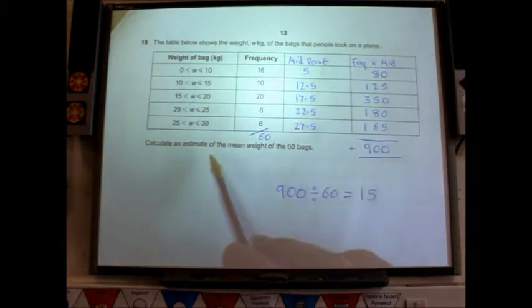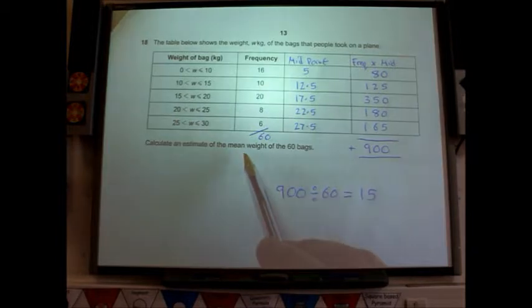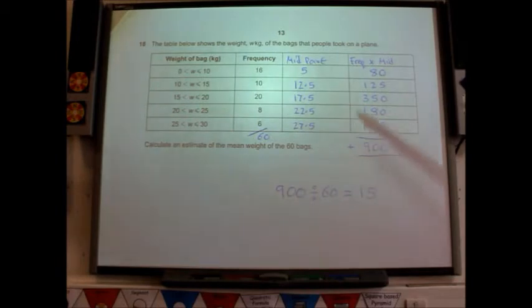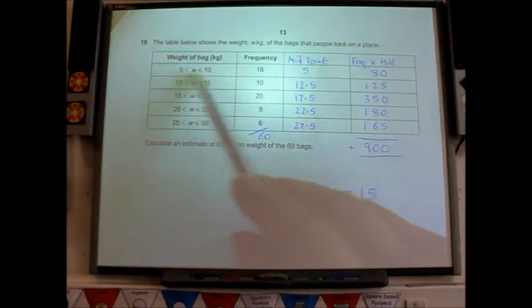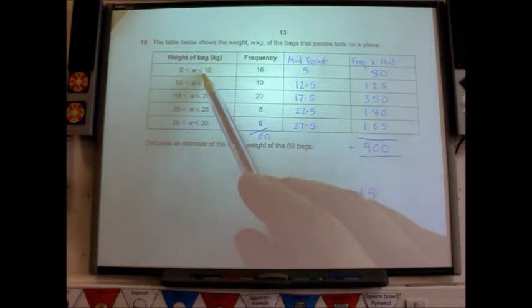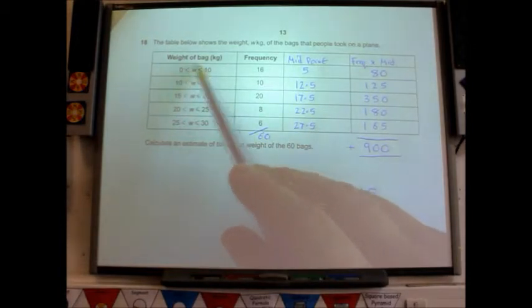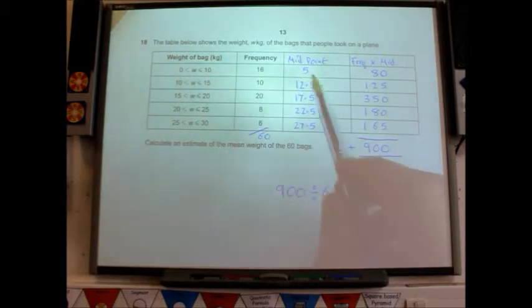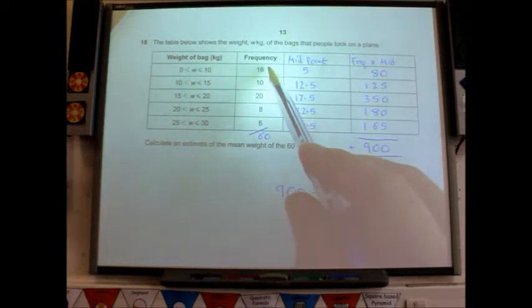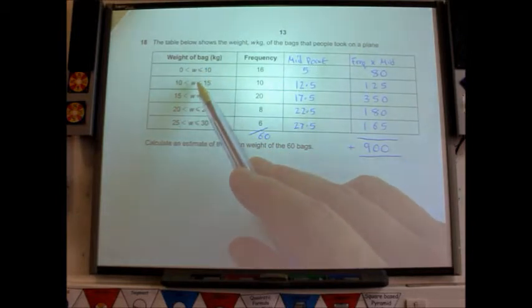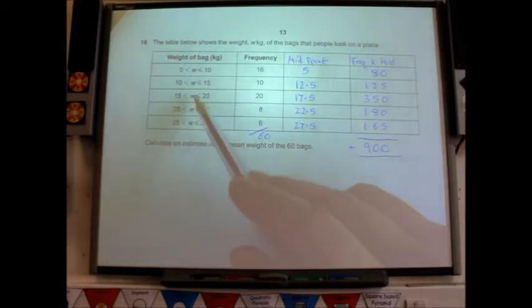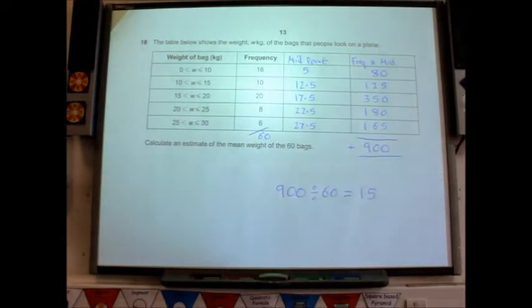Right, the mean is when you add them all up and divide. But the trouble here is it's all in a table, so we've got to do something slightly different. We don't know how much these 16 bags weigh exactly. So what I'm going to do is pick the midpoint of 0 and 10. This is where the estimate bit comes in, because we're estimating that these 16 bags all weigh 5 kilograms. I'm going to estimate all these weigh 12.5, and all these weigh 17.5, and so on.